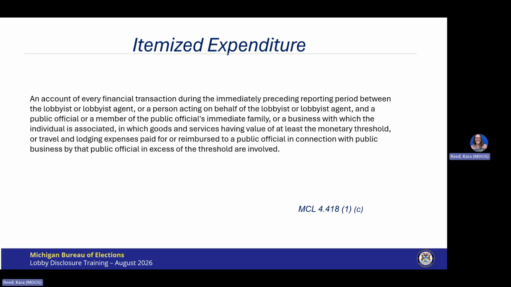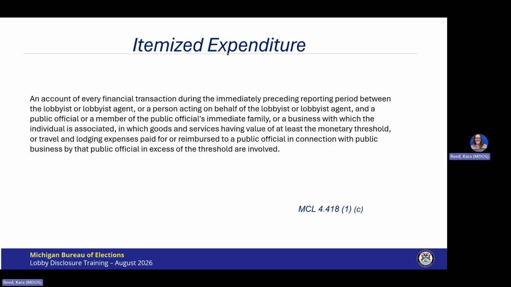If you expend above the current threshold levels for any of the categories, you will need to itemize your expenditures. These include a financial transaction with a public official, their family member, or business, travel and lodging expenditures for public officials, individual food and beverage expenditures for public officials, and lastly, group food and beverage expenditures for public officials. If you are filing a paper financial report, you will need to download a separate itemized expenditures form and submit the document with your financial report.